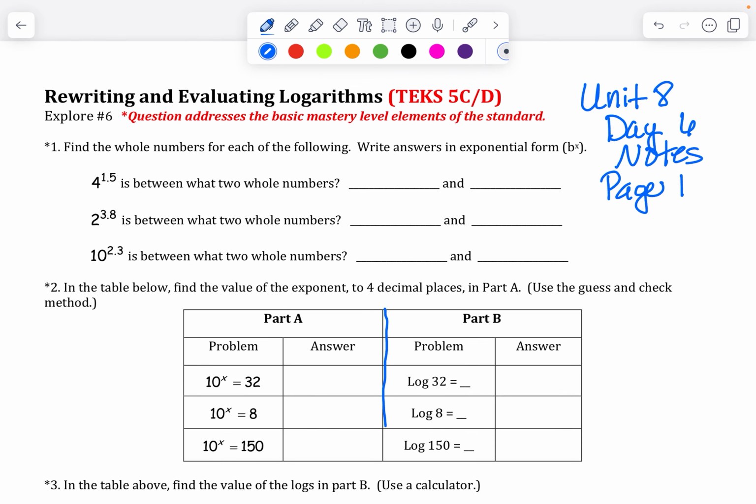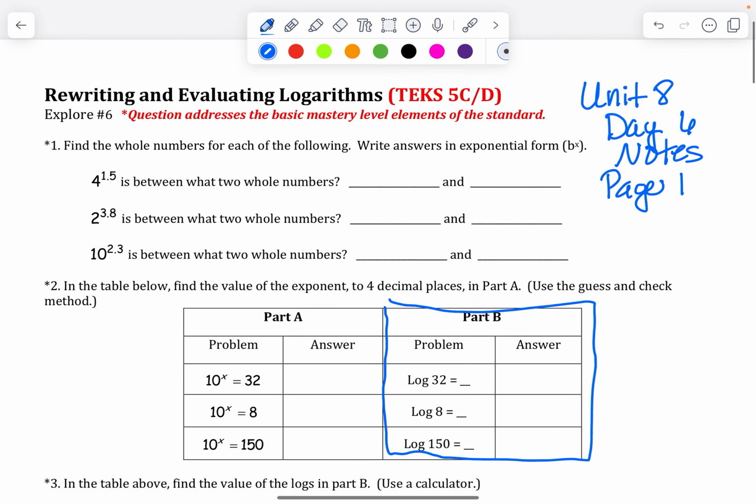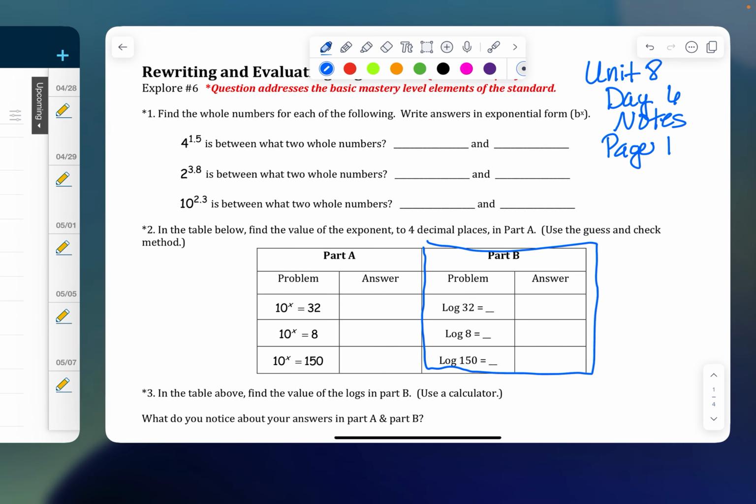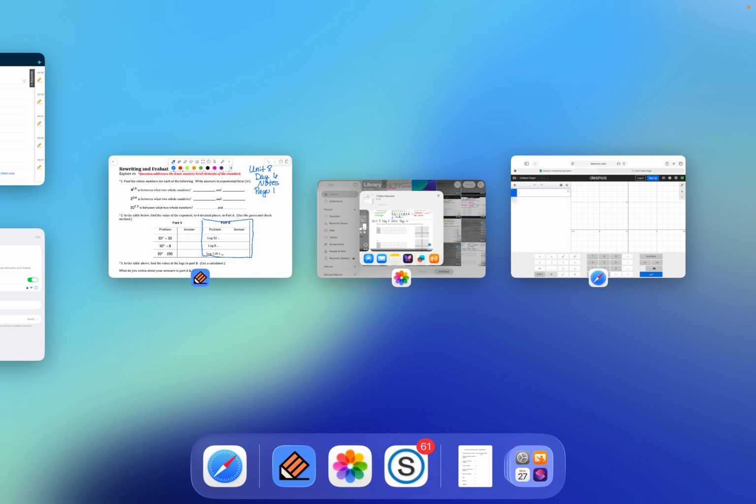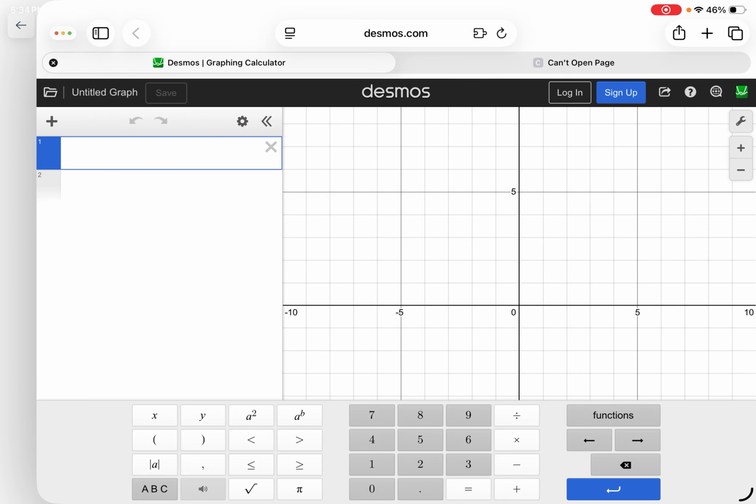32, if we round, we got 1.505. Log of 8, 0.903. And log of 150 is 2.176. So if you come down here, a logarithm is just an exponent.